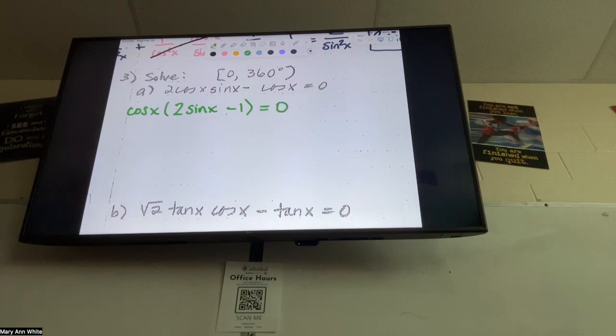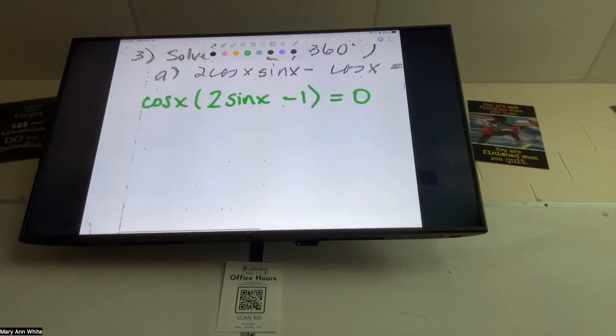Okay, now that we're here though, we're able to set each of our factors equal to 0. If you remember, one of the fundamental theorems of algebra is that when it's factored out like this, you set the first thing equal to 0, and then we set the second thing equal to 0 as well. So that's what we're gonna do. Each of these are gonna be two different equations. So we'll do cosine of x equals 0.